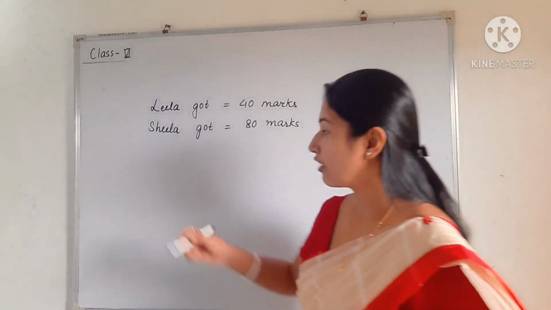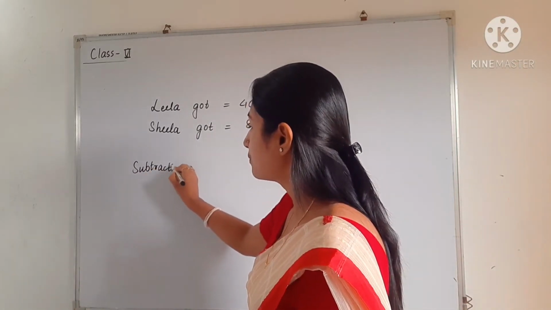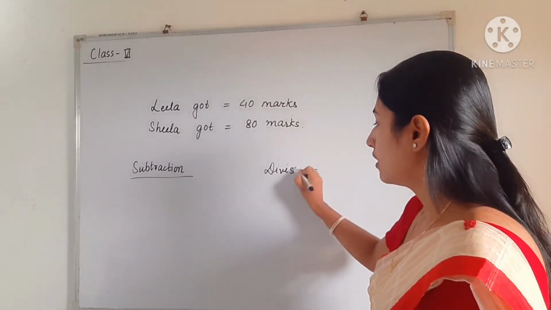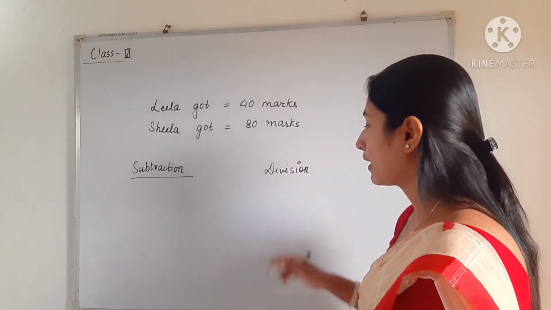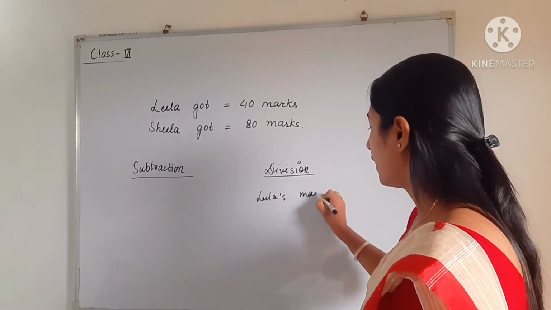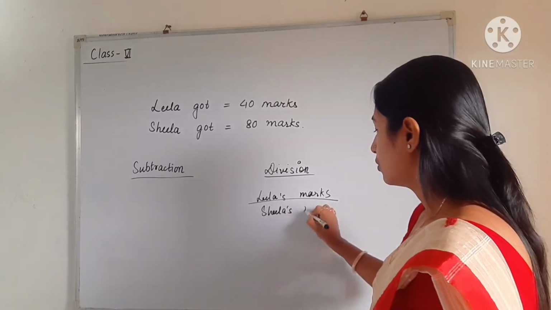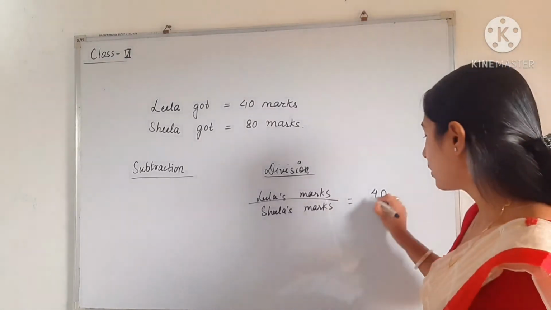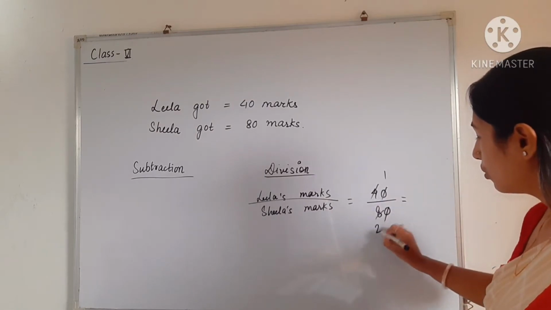First we used subtraction for comparing two quantities. Now I am using division. That is very simple. You have to divide one quantity by another quantity. So I can write Leela's marks by Sheila's marks. Leela's marks is 40 and Sheila's marks is 80. So if you cancel, you will get 1 by 2.